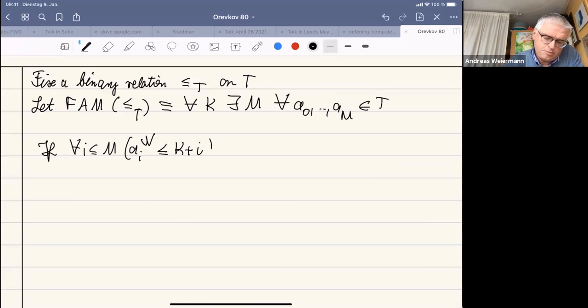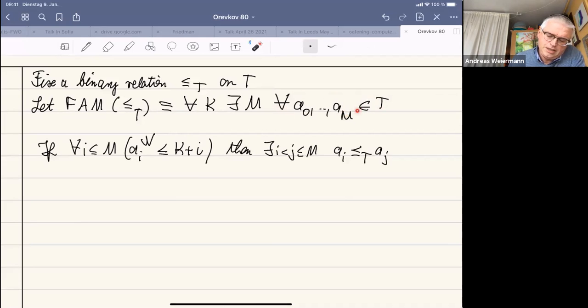So what does this mean? This means the terms are bounded linearly in value by k plus i. Then there exist numbers i less than j, such that ai is in relation with aj. That's somehow a complicated statement, but as it stands, it will be a Pi02 statement, because these quantifiers here with this side condition can be considered as a bounded quantifier. Now, what can be said about this principle?